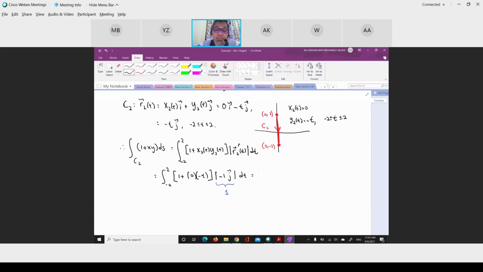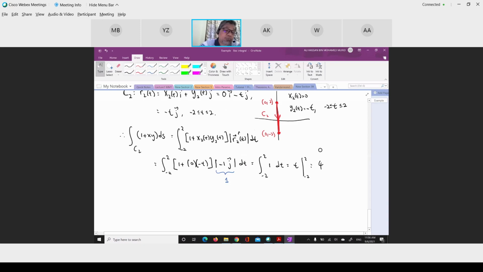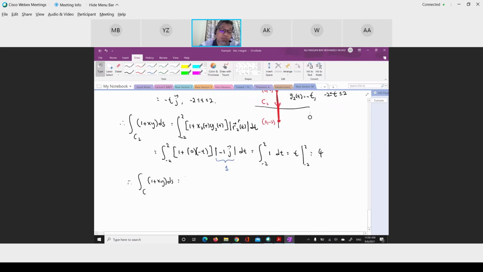Yeah, so it's just an integral from minus 2 to 2. The bracket term is 1, dt, so it is t from minus 2 to 2, which is 4, right? 4. So therefore, the total is the sum of the integral over C1, which is 2 pi, and the line integral over C2, which is 4. So that is the answer here.